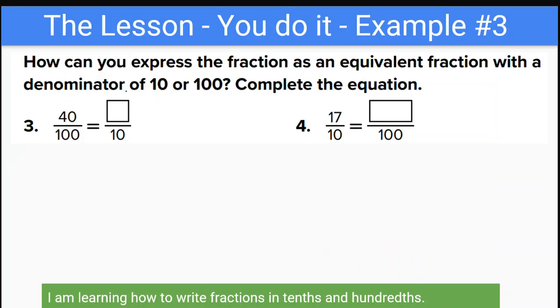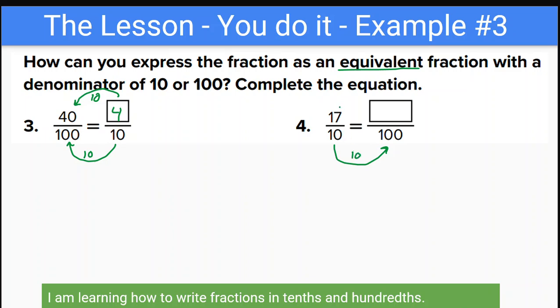It says, how can you express the fraction as an equivalent or equal fraction with a denominator of 10 or 100? Well, you could go like this. You could say 10 times what is 100? 10 times 10 is 100. And 4 times, I'm sorry, I already gave you the answer, darn it. 4 times 10 is 40. So a 4 goes there. 40 pennies is the same thing as 4 dimes. Let's try it again. 10 times what is 100? Well, 10 times 10 is 100.